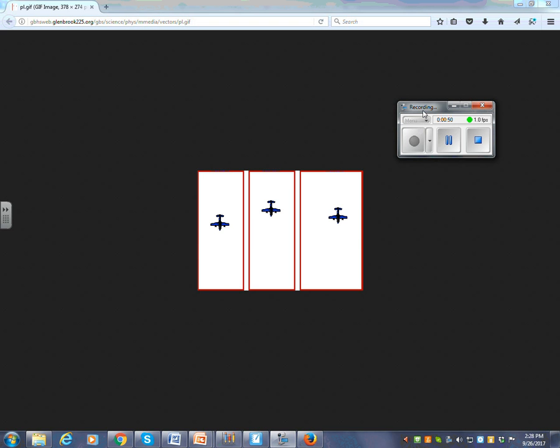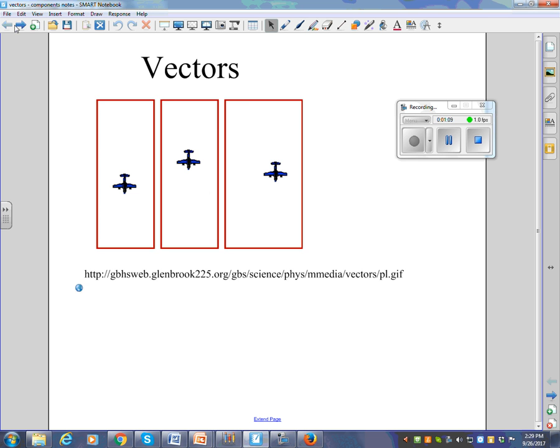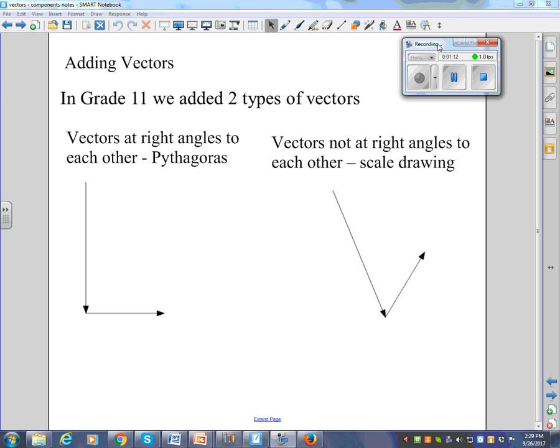All right, so do you remember this from grade 11? The plane flying in the wind. The one on the left, which way is the wind going? With it. This one here, the plane, the wind is against it, and here it's sideways. Right. Exactly. Okay, good. So in grade 11, we added two types of vectors.